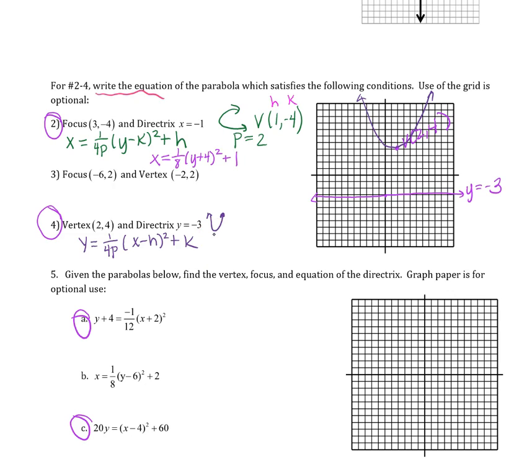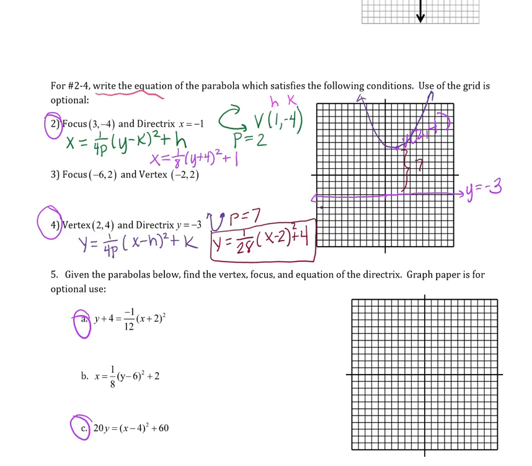Okay, so the only other thing I needed to find was p. Now, p is the distance between either the focus and vertex or the vertex and the directrix. So if we look at this distance in here, that is 7 units. Okay, so by plugging it in, I'm going to have p equal to 7. So I have y is equal to 1 over 4 times 7 is 28 times x minus 2 squared plus 4. And that is my equation of that parabola.